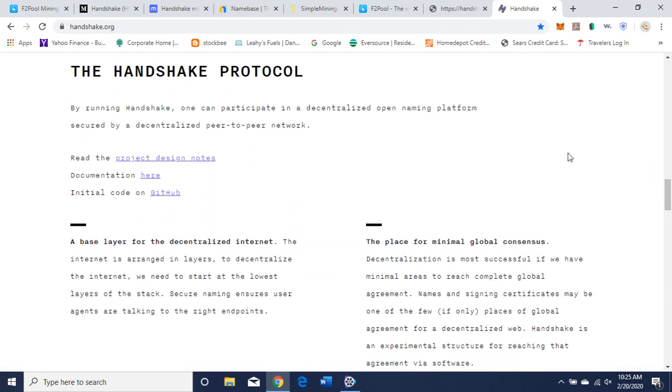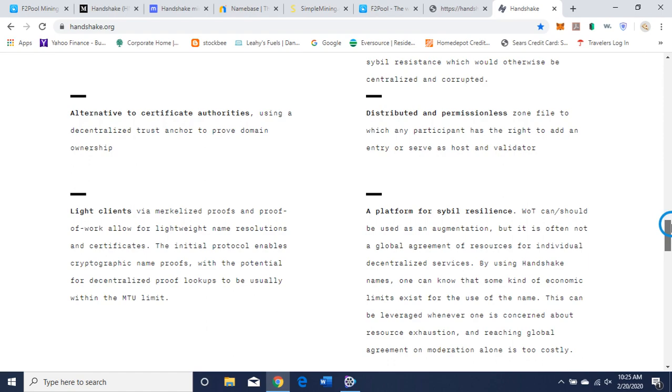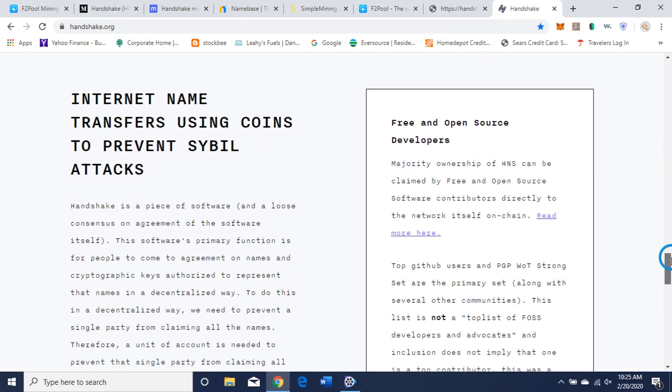Moving to the Handshake protocol. By running Handshake, one can participate in a decentralized open naming platform secured by a decentralized peer-to-peer network. And here's a link to the project design notes, a link to the documentation, again to GitHub. And there's some technical information here. Again, that you can look into. It's kind of lengthy for this brief overview, so I'm going to move on.